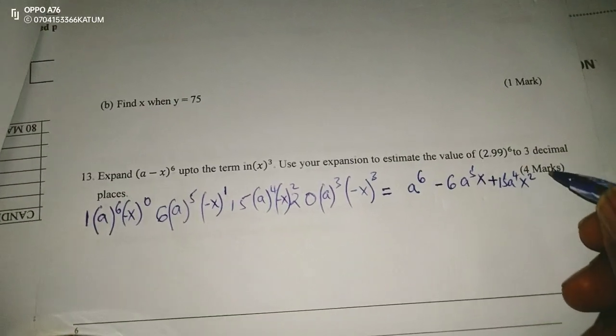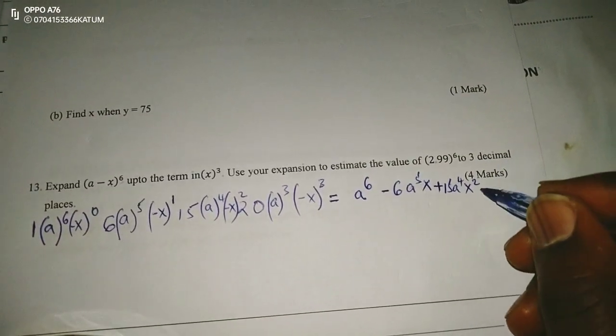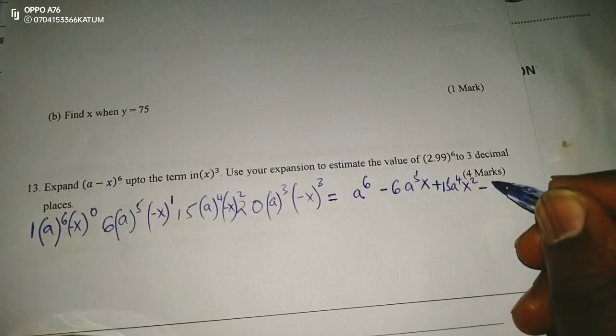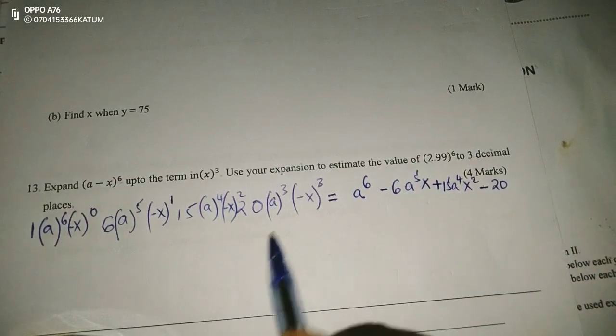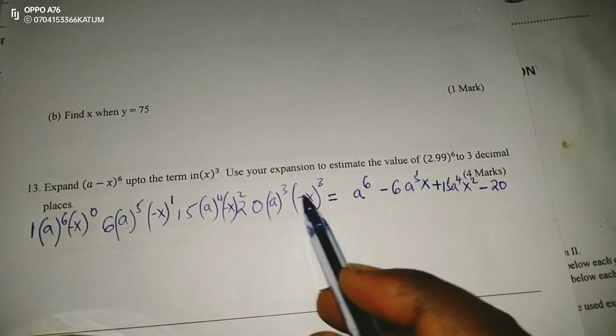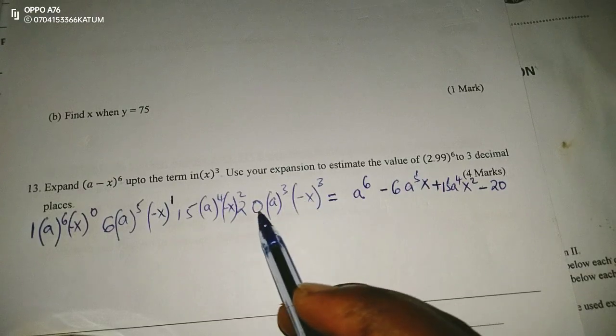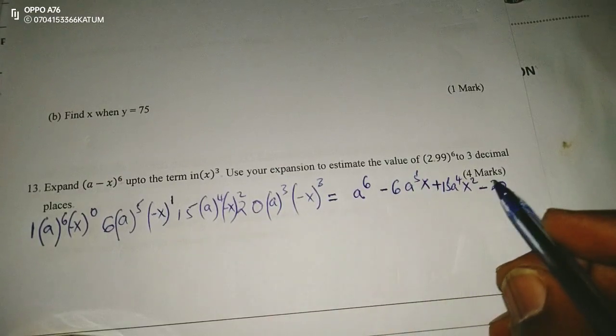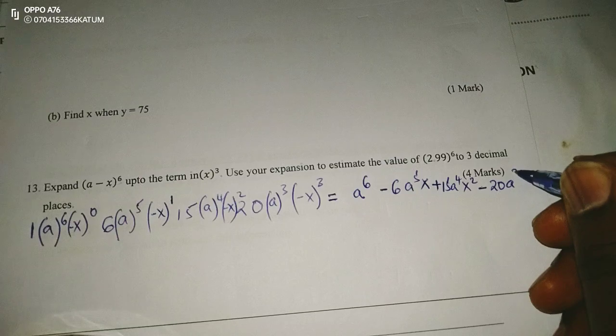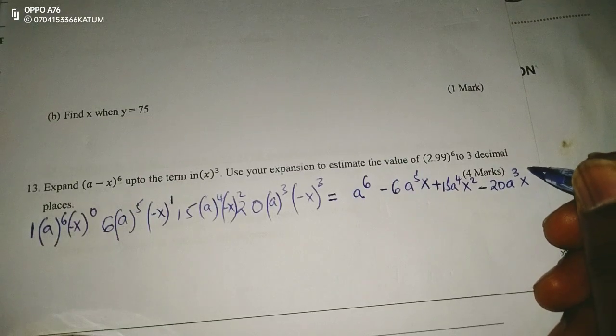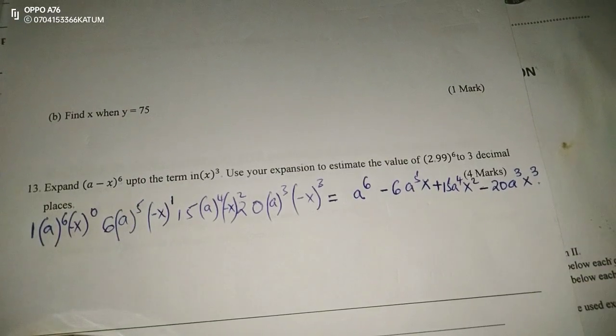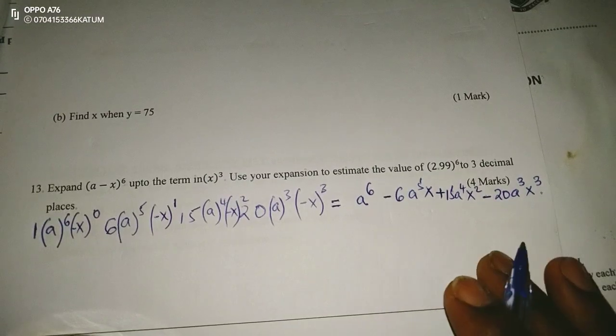And the last term shall be 20. So we start with a negative, then 20. We are starting with a negative because negative x is raised to power 3. So there will be a general negative sign. Then 20, a power 3, and x is also to power 3. So that is the general expansion.